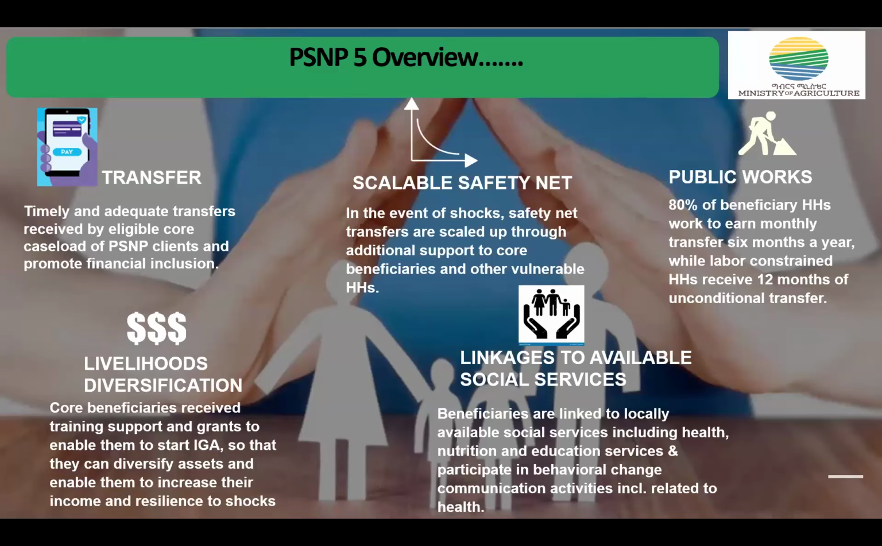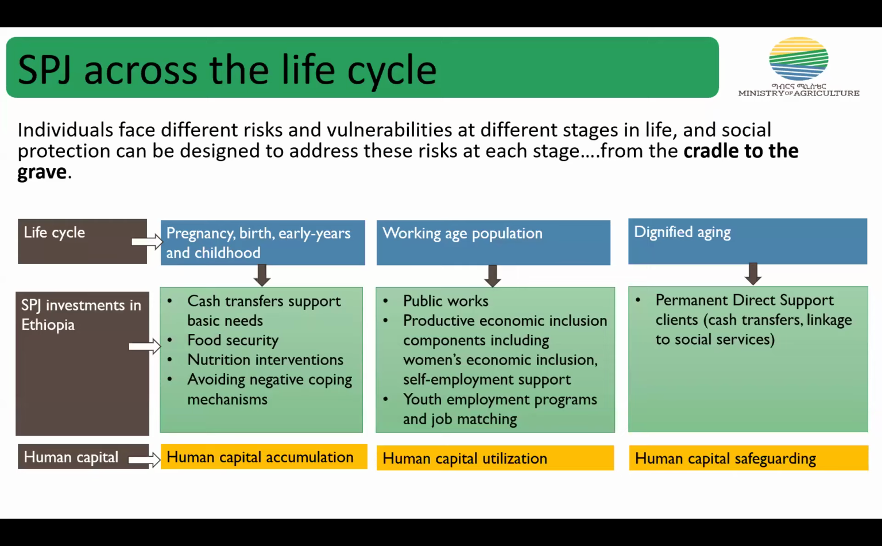As you can see, we want to bring your attention to what we are working on with social protection and jobs investment in Ethiopia for different life cycles. From pregnancy to early years, we provide cash transfer support. We also contribute to food security and to nutrition interventions. And by doing this, we can accumulate human capital. For the working age population, we have public work, which I mentioned earlier, to contribute to climate change adaptation and to construct social infrastructures. There is also a livelihood component that enhances livelihood income.